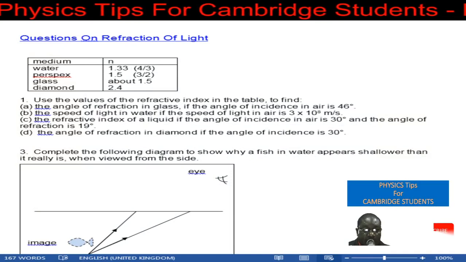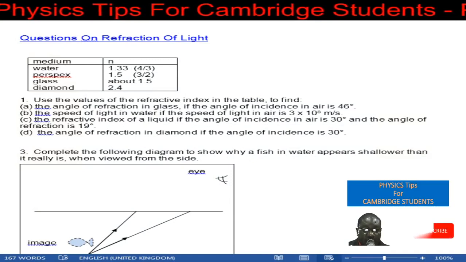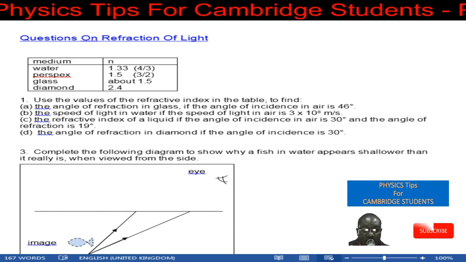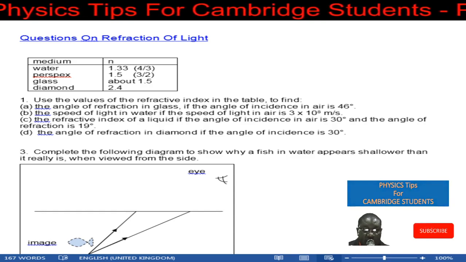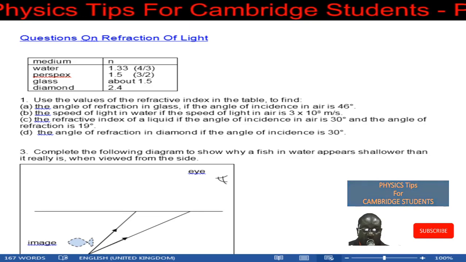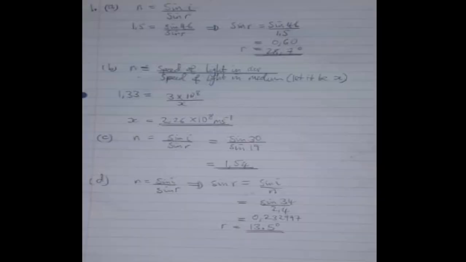Second question, that's B. The speed of light in water. If the speed of light in air is 3 times 10 to the power of 8, what is the speed of light in water? Now there's a formula which goes by n is equal to the speed of light in air over the speed of light in the medium. If we let the speed of light in the medium be x, we then have 1.33, that's the refractive index of water, is equal to 3 times 10 to the power of 8 divided by x. Now making x the subject, it comes to be 2.26 times 10 to the power of 8.